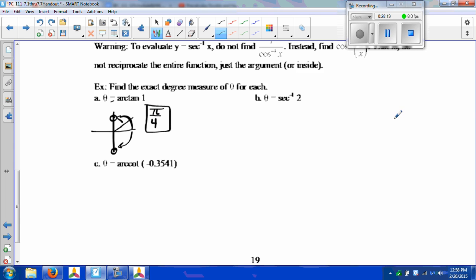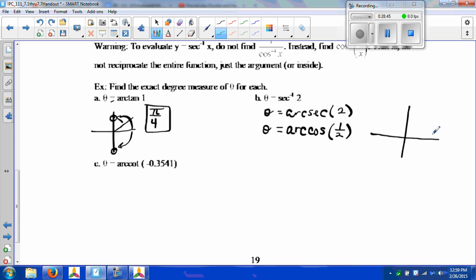All right, where is secant 2? That's what this is. Theta equals arc secant of 2. Or in other words, theta equals the arc cosine, because secant and cosine are reciprocals, and then you flip this, 1/2. So where is arc cosine 1/2?